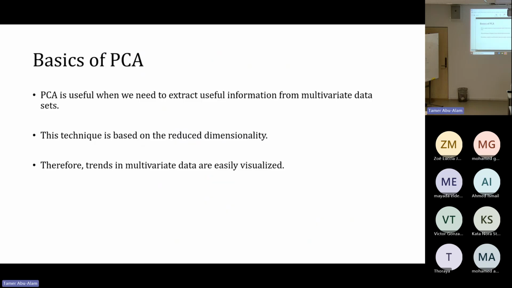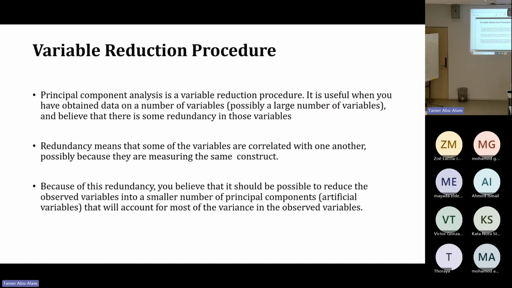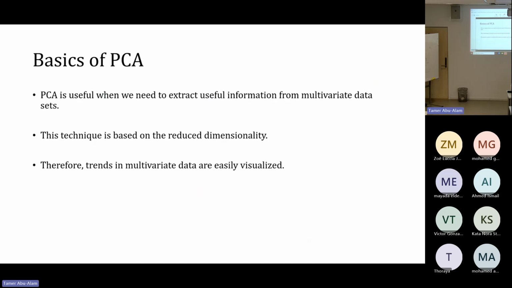So, the basics of the principal component. Principal component analysis is useful when we need to extract useful information from multivariate data sets. This technique is based on reduced dimension. Actually, we reduce the dimension from 100 variables to only 3 or 4. So this is reduced dimension, and the aim is to make it easy to visualize the data, understand the data, and start to analyze the data.